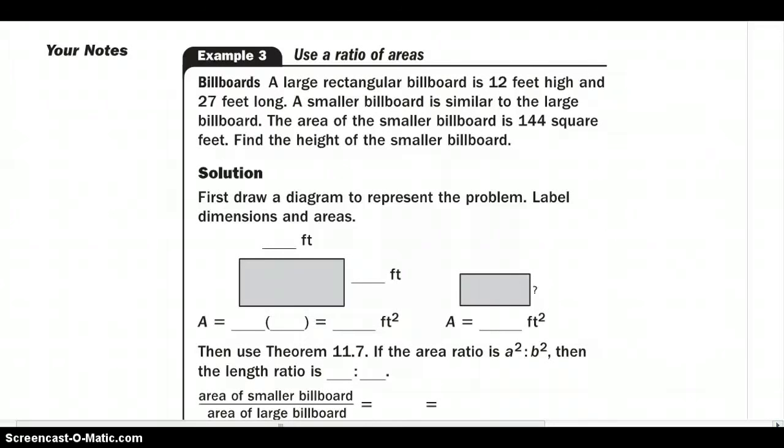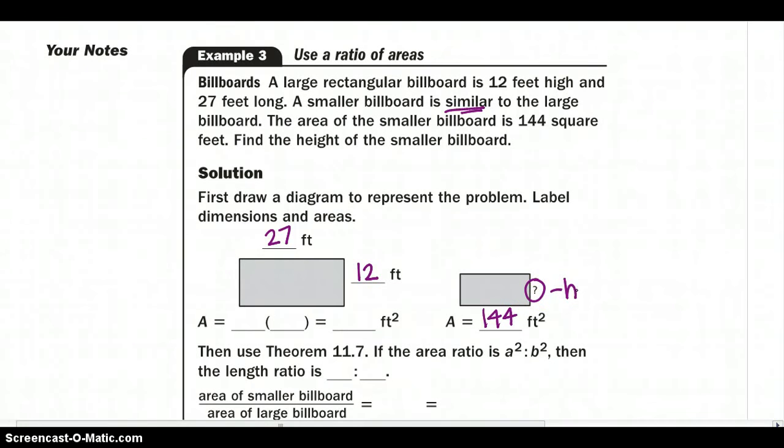Moving on to example 3, we have 2 large billboards that are rectangular. The larger one is 12 feet high and 27 feet long, so let's go ahead and plug that in, 12 feet high and 27 feet long. The smaller billboard is similar, so we can use those ratios to the larger billboard. The area of the smaller billboard is 144 square feet. Find the height of the smaller billboard, so we want to find our height.